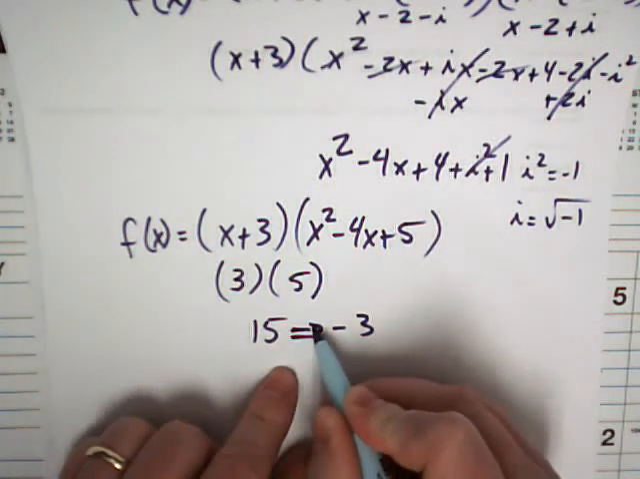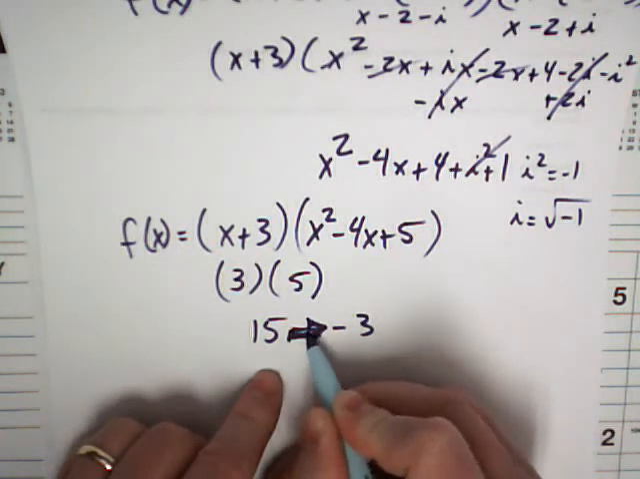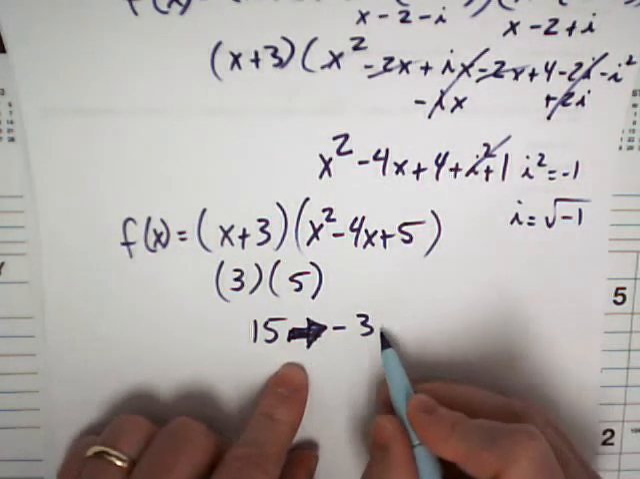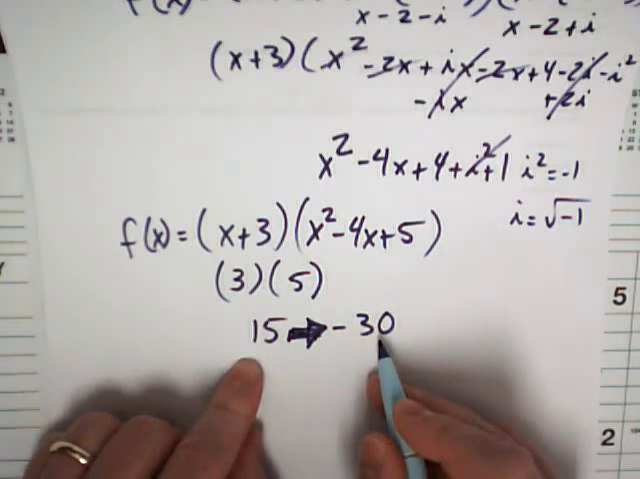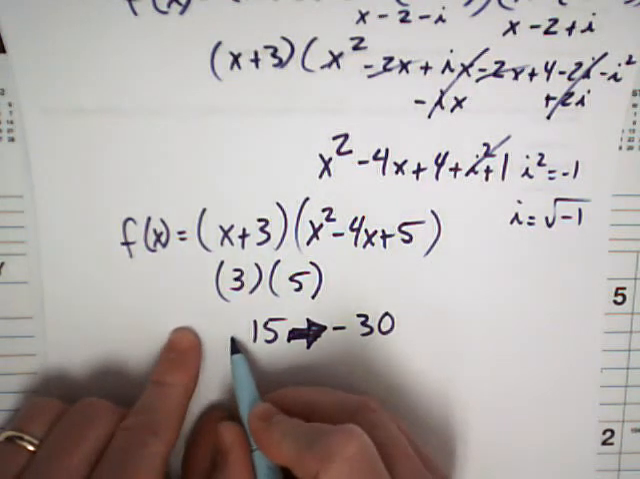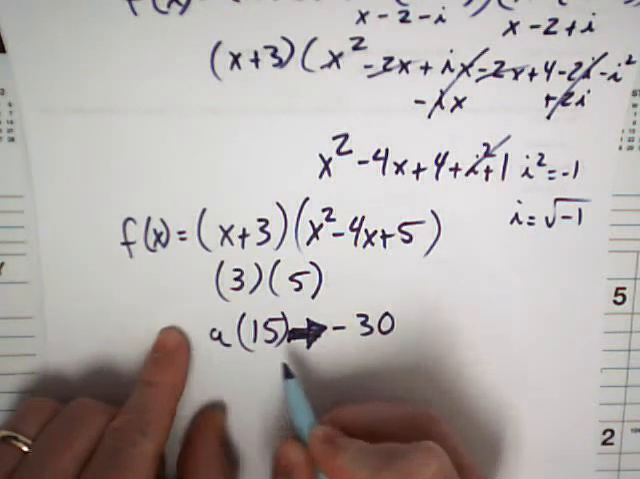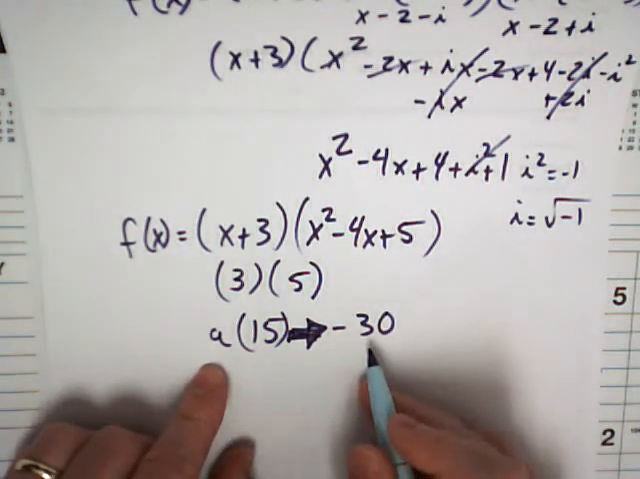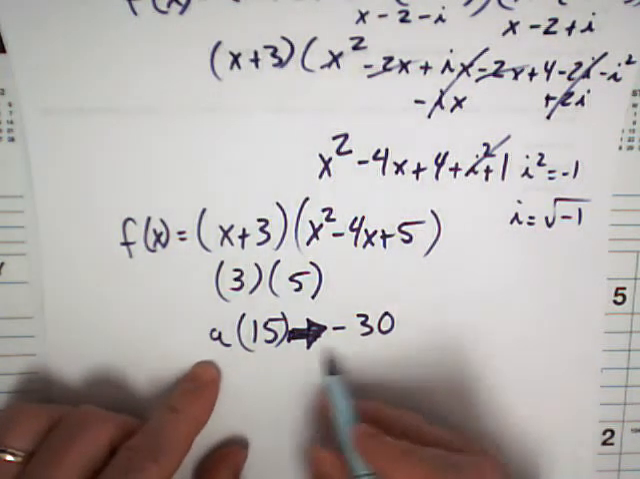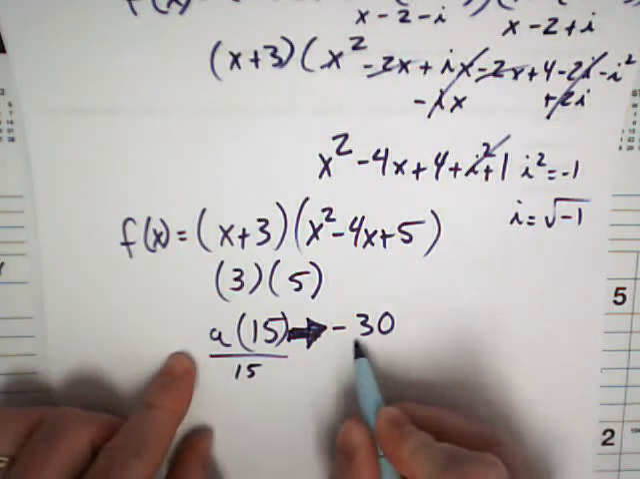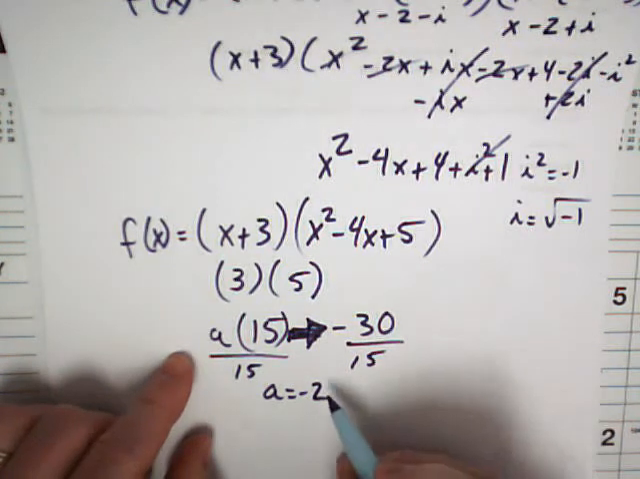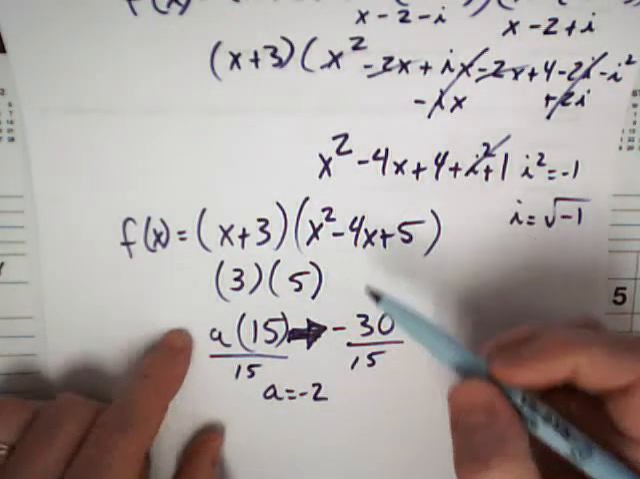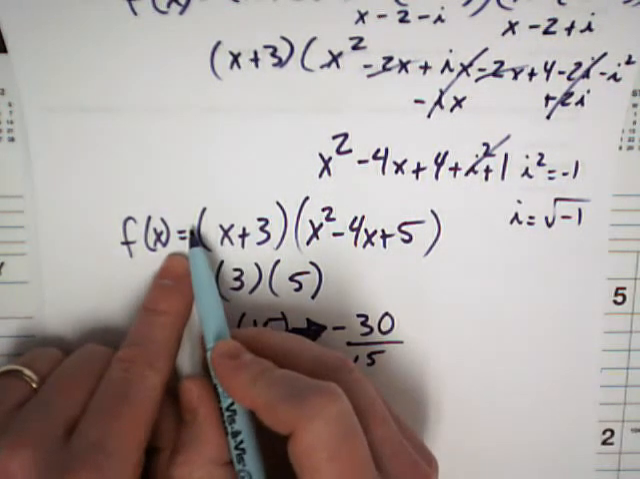Okay, I want this 15 to be negative 30. How would you change 15 to give you negative 30? Like, if I can multiply 15 by something, what would that something have to be to give me negative 30? If you don't see it's negative 2, you divide by the 15. And that little number would be negative 2. So what I need to do then is put a negative 2 out here in the front.